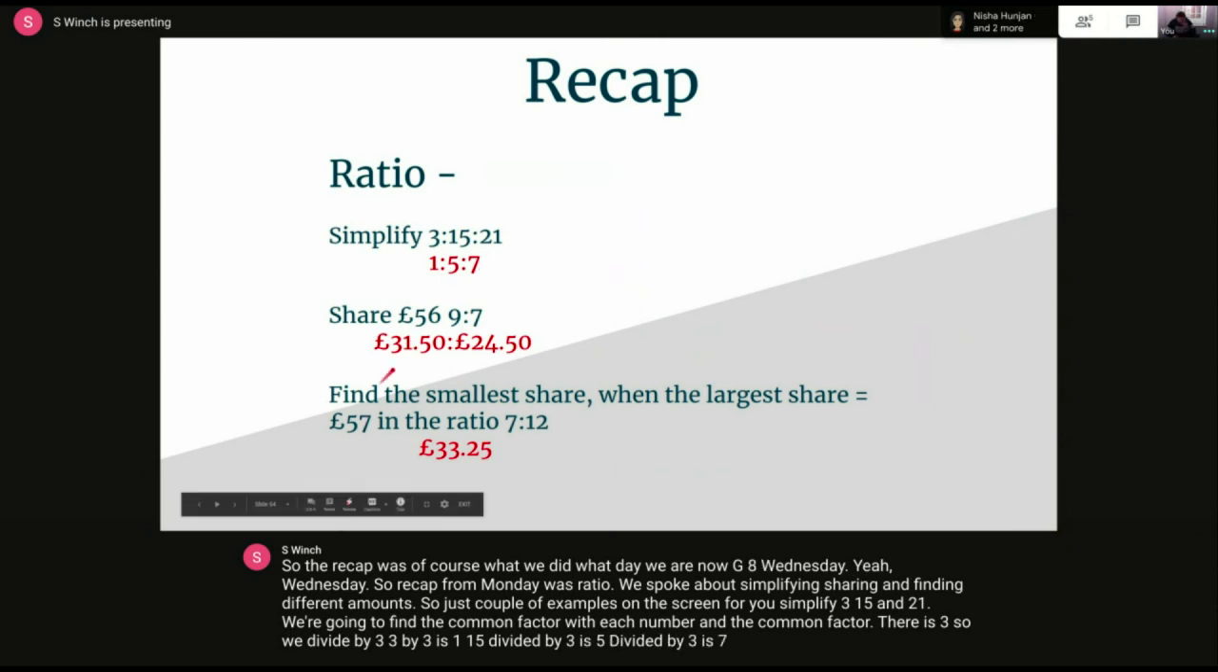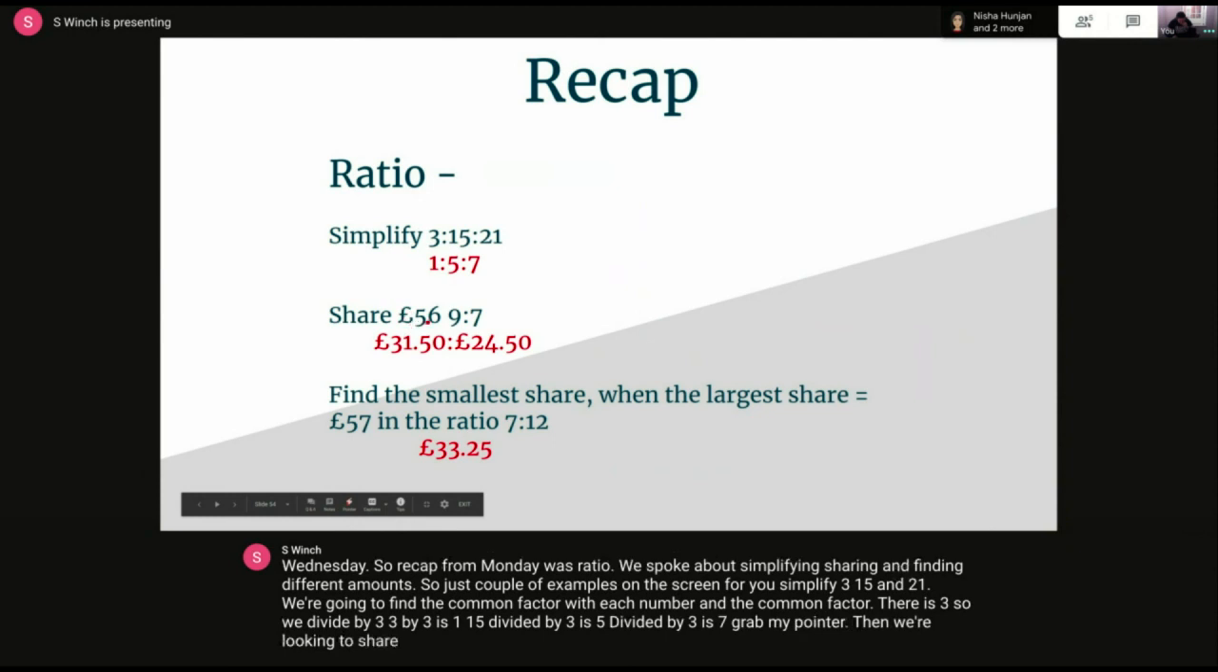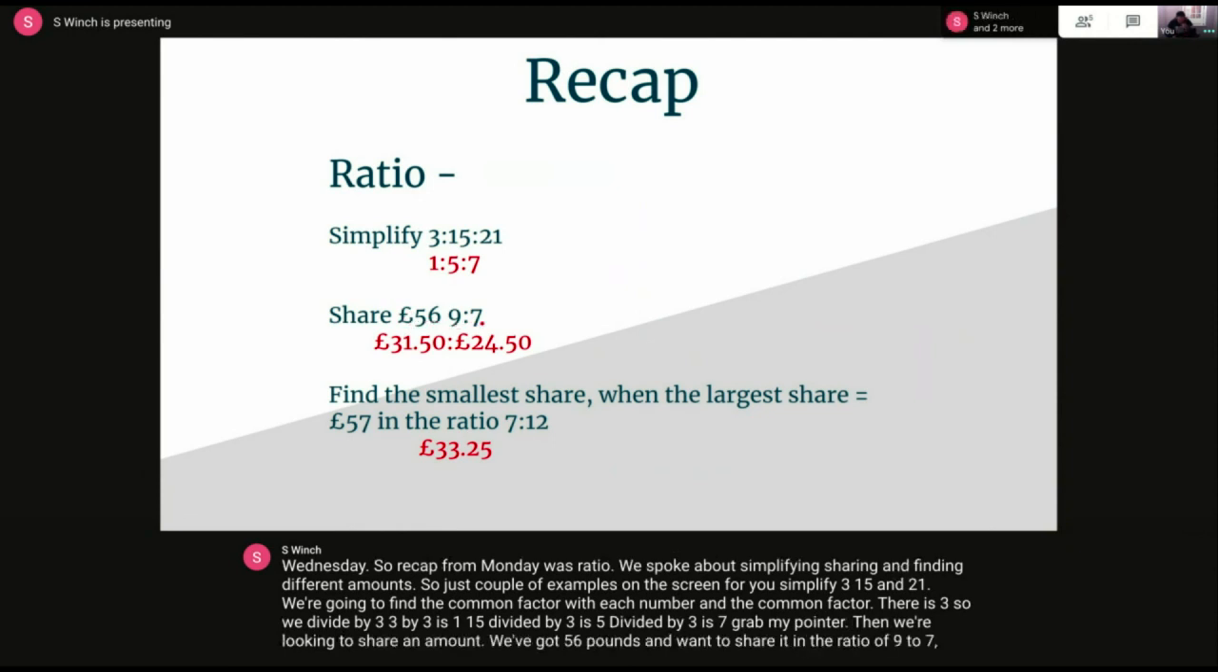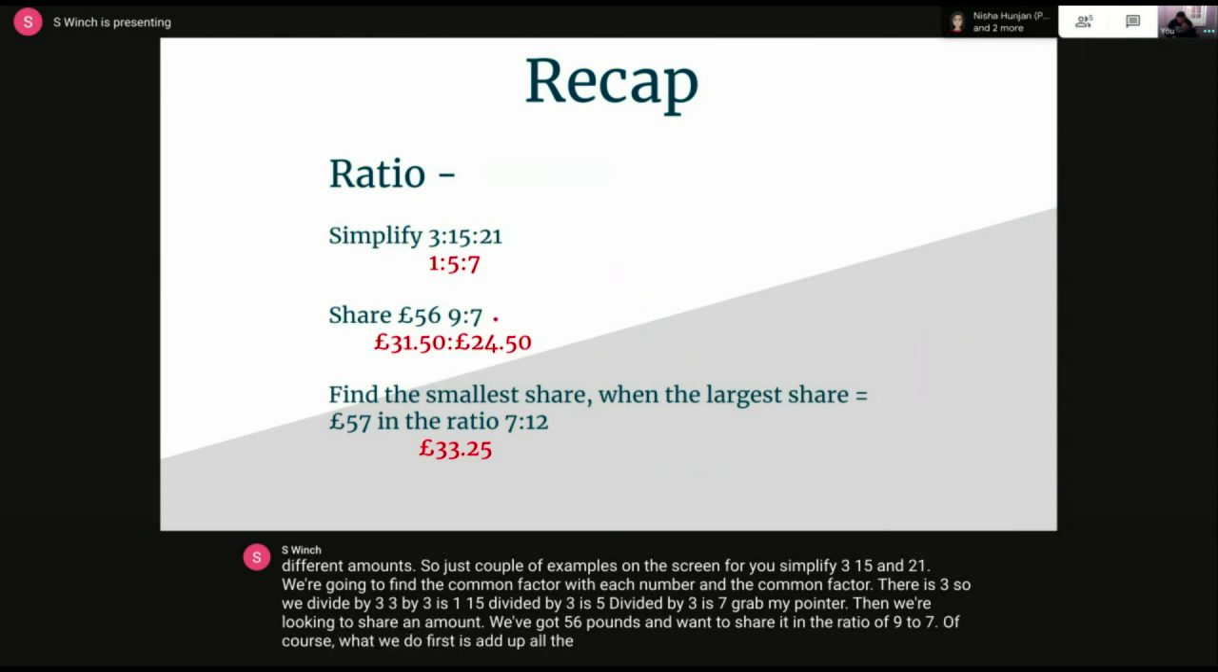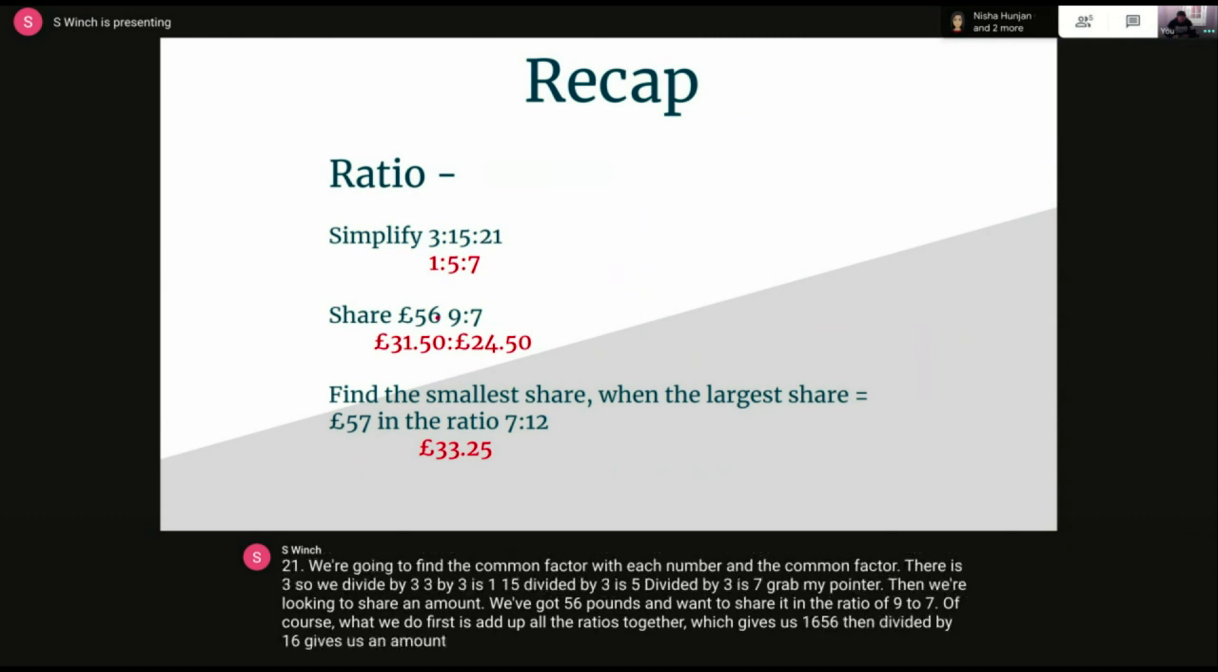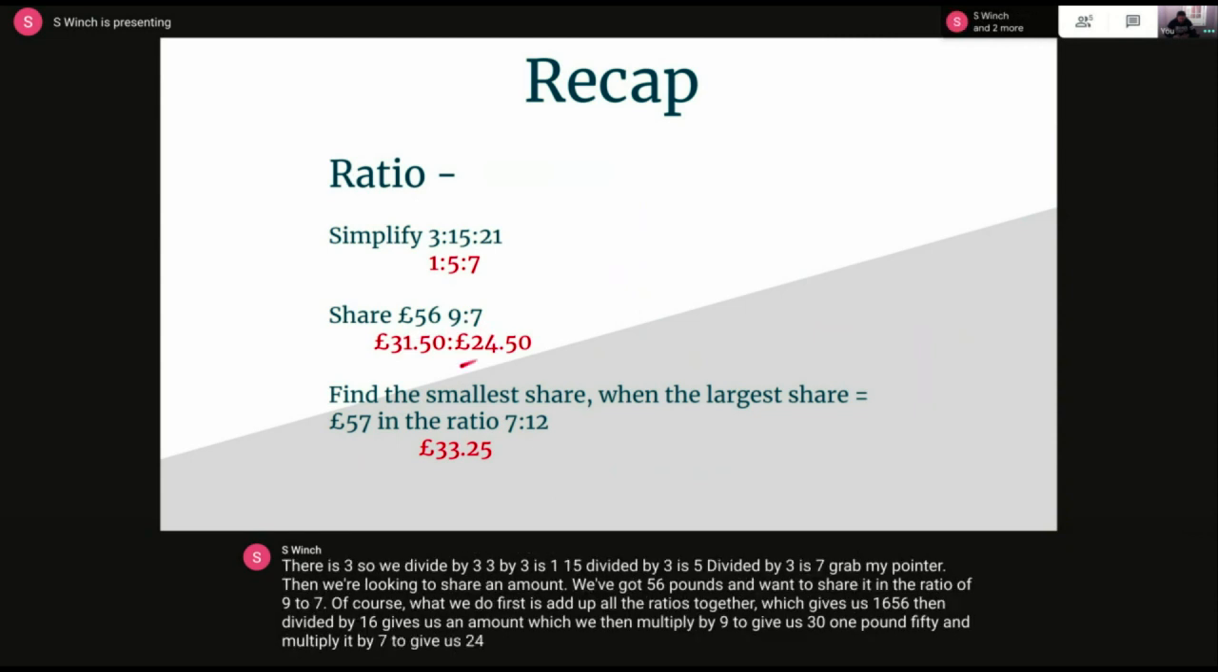Then we're looking to share an amount. So we've got £56, and we want to share it in the ratio of 9 to 7. Of course, what we do first is add up all the ratios together, which gives us 16. 56 divided by 16 gives us an amount, which we then multiply by 9 to give us £31.50, and multiply by 7 to give us £24.50.